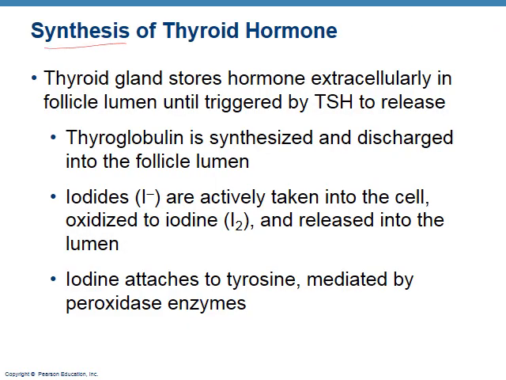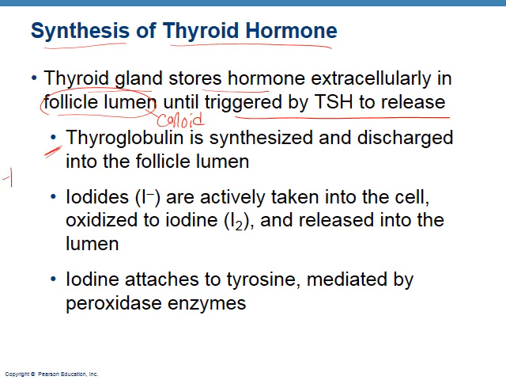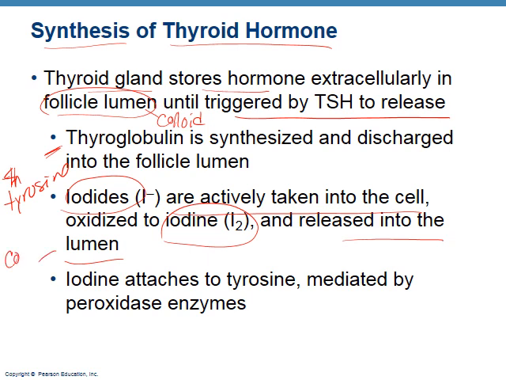This is basically in words what we just said. So the thyroid gland stores hormones in the follicle lumen, that's the colloid, until triggered by the TSH to release. So you're going to make thyroglobulin. We saw it listed as tyrosine in that other picture. The iodides are actively taken into the cell, oxidized to iodine, and then released into the lumen. Again, this lumen, they're talking about colloid. The iodine attaches to tyrosine, and this obviously is done by some sort of enzyme activity.